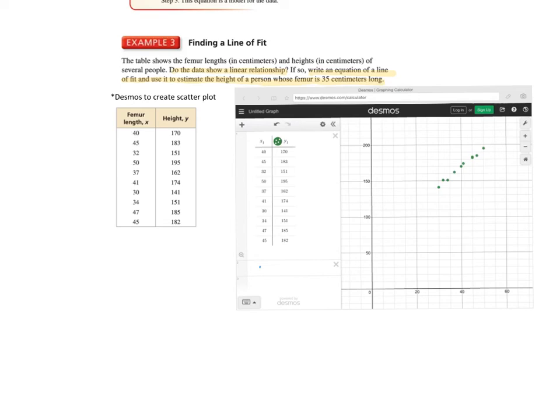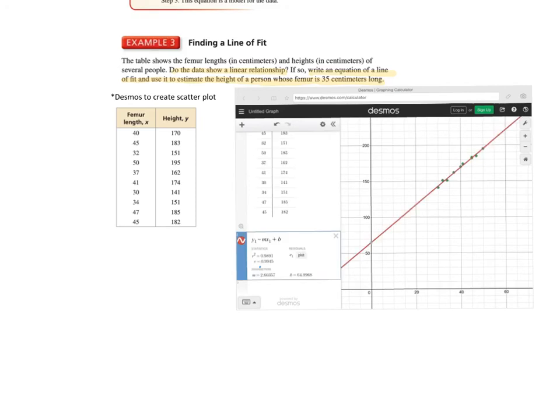And we can use this to estimate the height of a person who has a 35-centimeter femur. So you just plug that in, and if you look on our table, femur length is your x value. So I'm going to plug that into our x value. Then I'm going to simplify. And that gives me 157.5. So 157.5, and we're talking about centimeters.